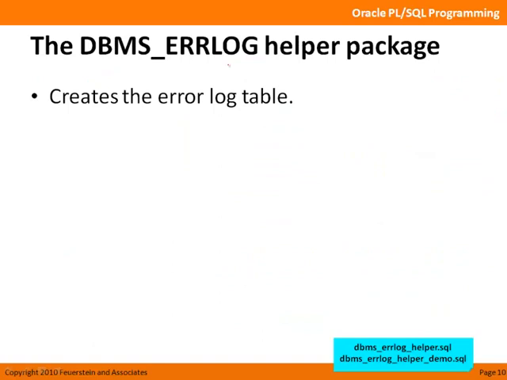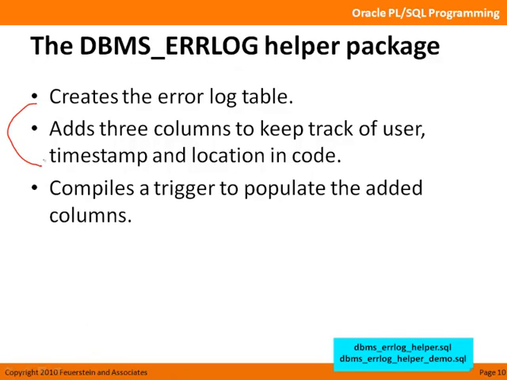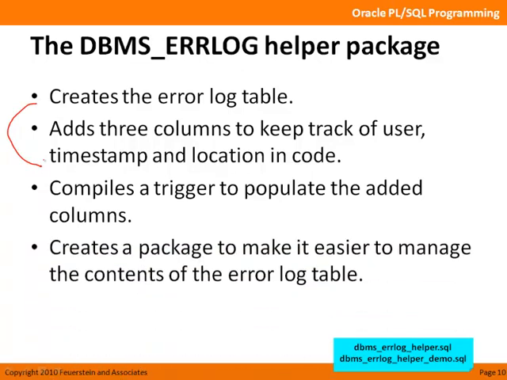So the DBMS error log helper package will create the error log table for you, and then it will automatically add the 3 columns that you need: keeping track of the user, the timestamp, and the location in the code. Then it will also compile a trigger to populate those added columns. And finally, it creates a package that makes it easier to manage the contents of the error logging table.